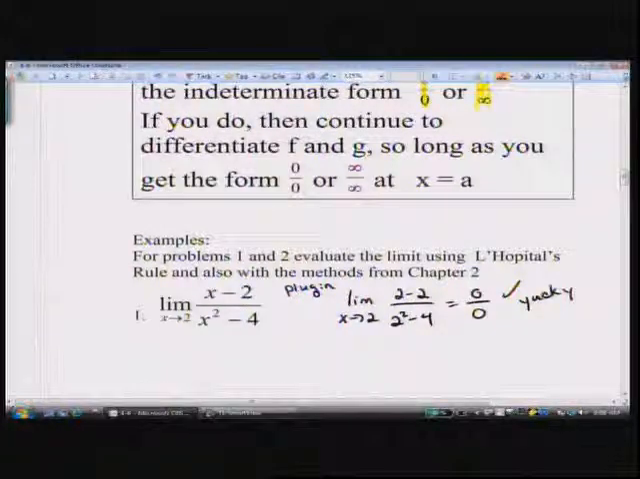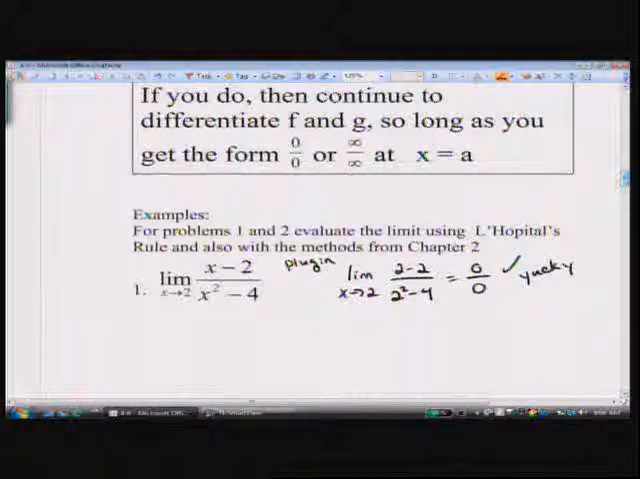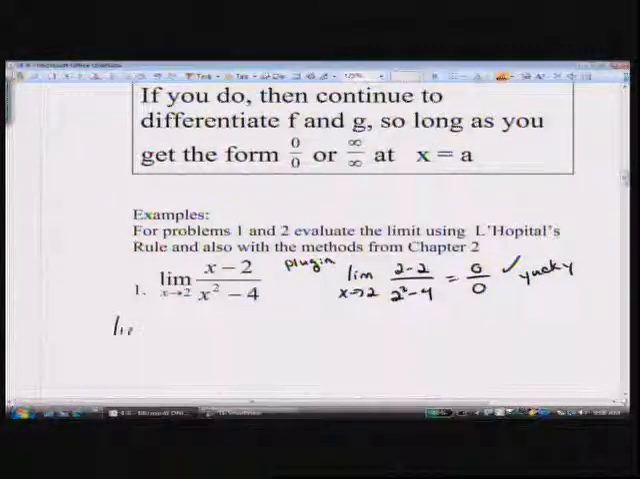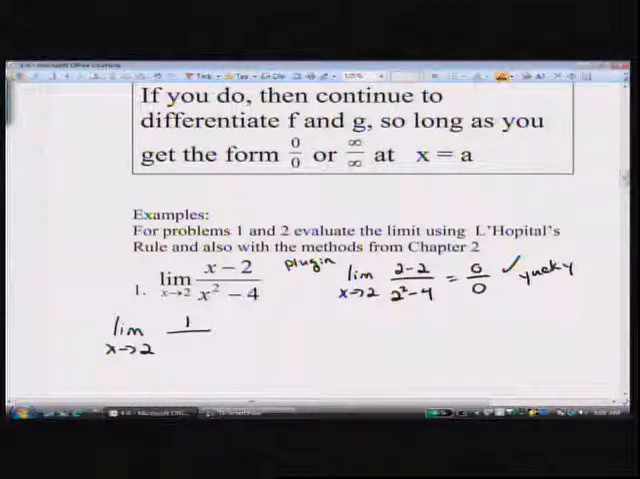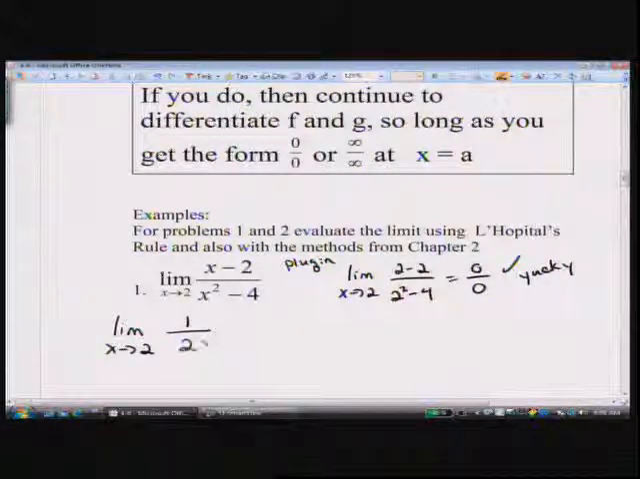All right? Because yucky means we can use L'Hopital's rule. The indeterminate form is the better language. Okay, according to L'Hopital's rule, the limit of this function as x approaches 2 is going to be equal to the limit of the derivatives of the functions. So the derivative of x minus 2 is just 1. And the derivative of x squared minus 4 is 2x.